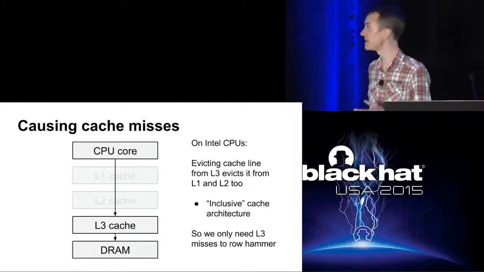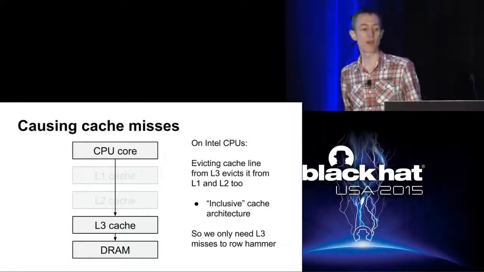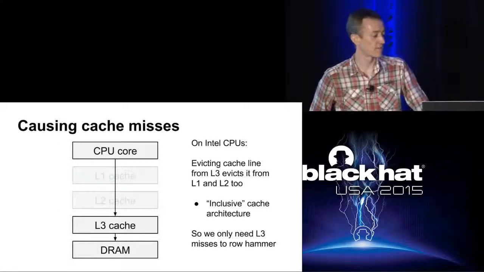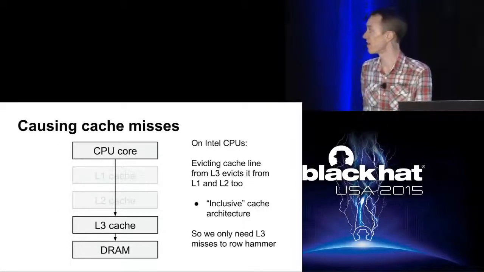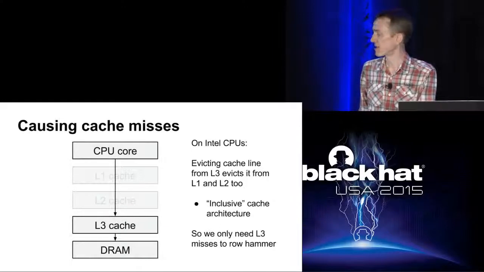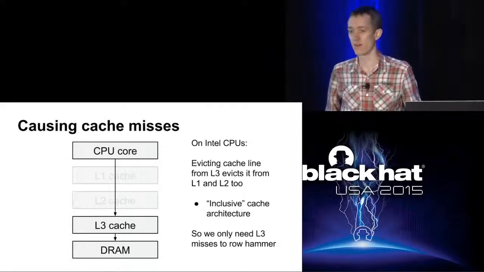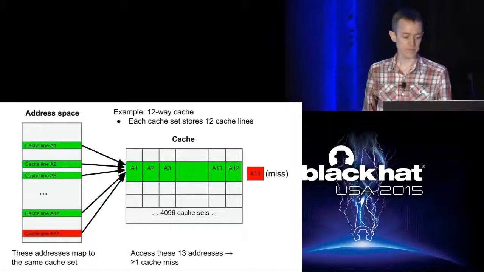However, it turns out that's easier than it initially seems, because on current Intel CPUs, evicting a cache line from the L3 cache also evicts it from L1 and L2. So the L1 and L2 caches don't actually matter for our purposes of row hammering.